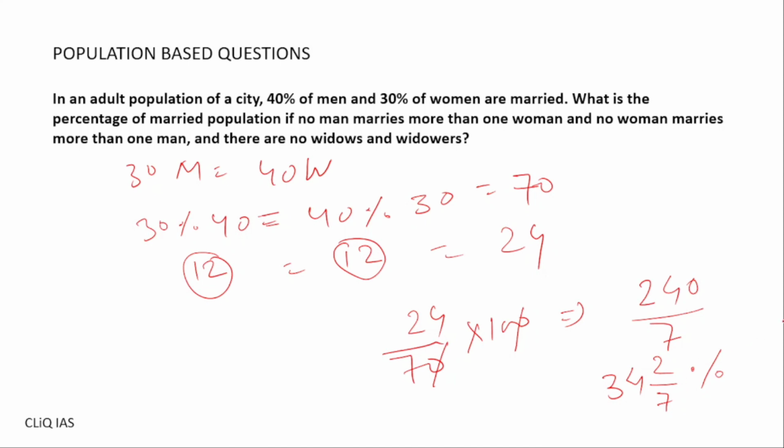Now you Google the same question and you will see so many complicated methods, so lengthy methods, but like I told you, x% of y equals y% of x, and this is the answer.